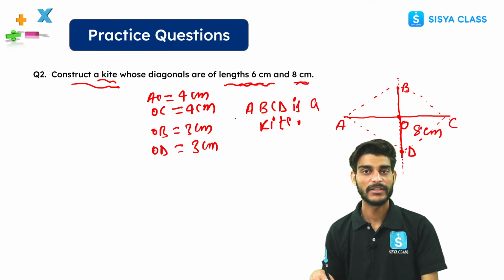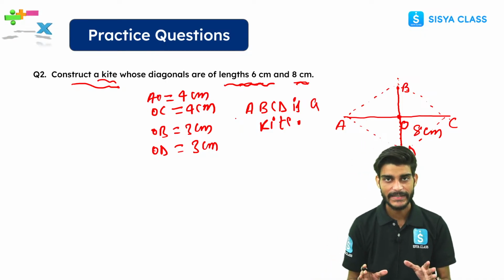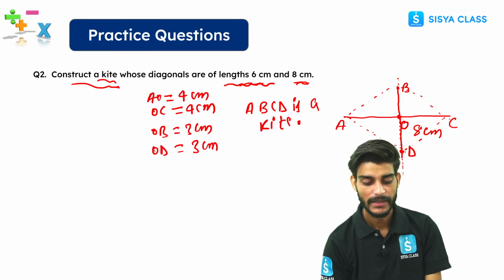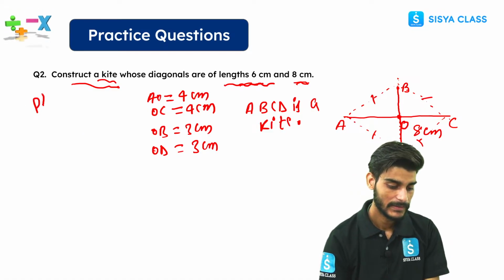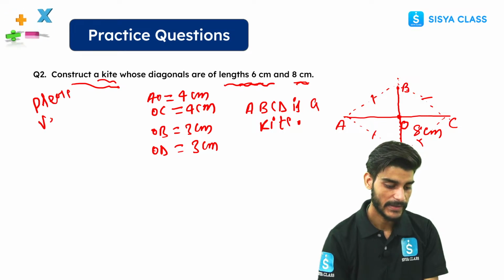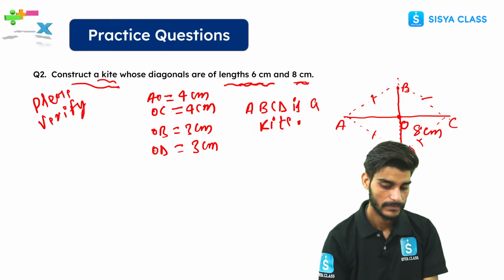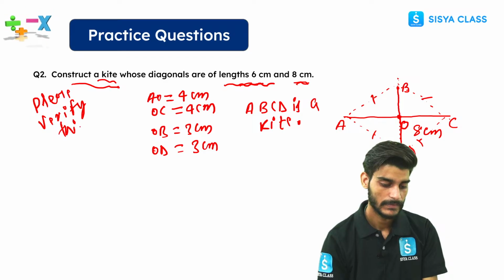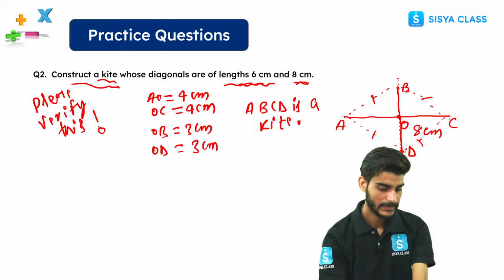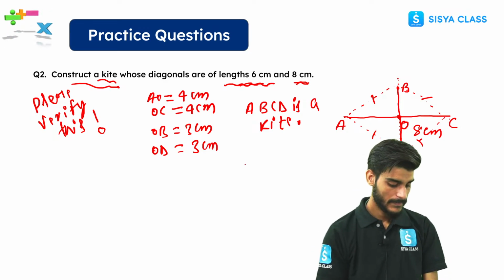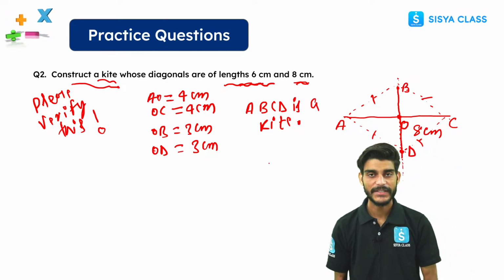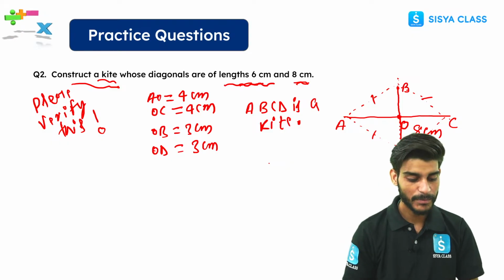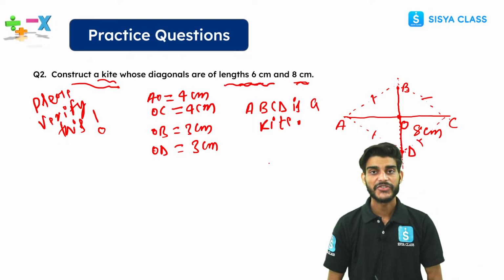So you remember the properties of a kite? Adjacent sides are equal. So here AD will be equal to AB, BC will be equal to CD. Please verify it. Everybody, please do it. Okay, this was all about question number 2. I hope this is clear to you, very simple. The question was asking about constructing a kite.